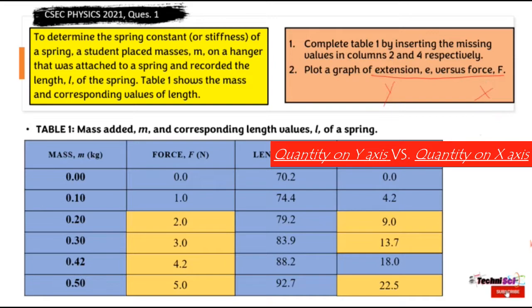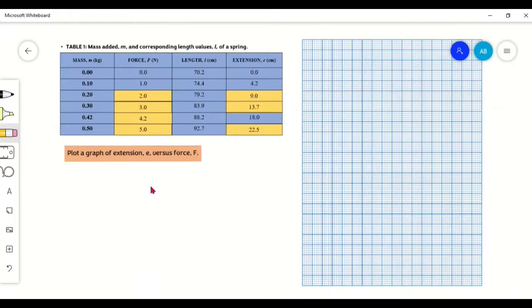And how do we know the first quantity? Whichever one goes before the word versus or against. That's how we know. So let's now go over to our software that we use for plotting graphs. I'm using Microsoft Whiteboard to help me with this graph, and I've moved the question over to here, asking us to plot a graph of extension versus force. So now we are getting into doing our graph.